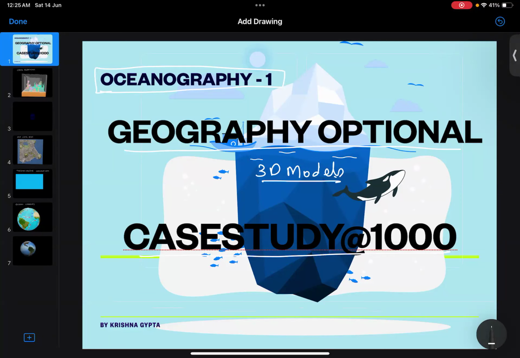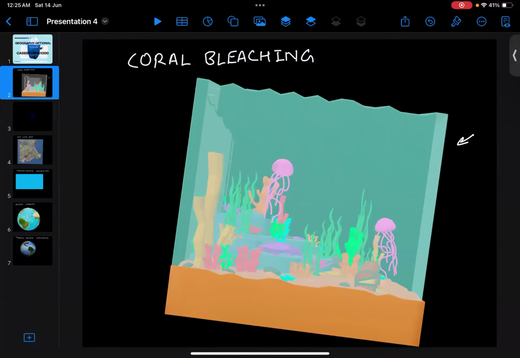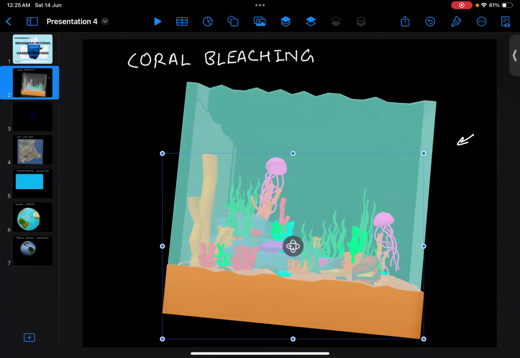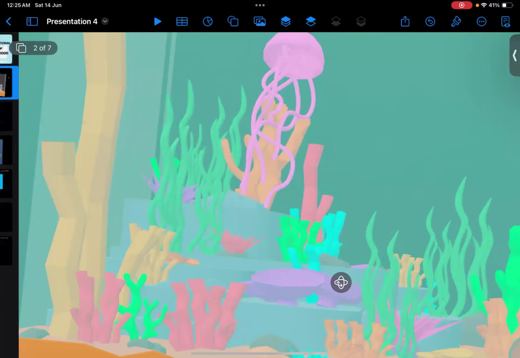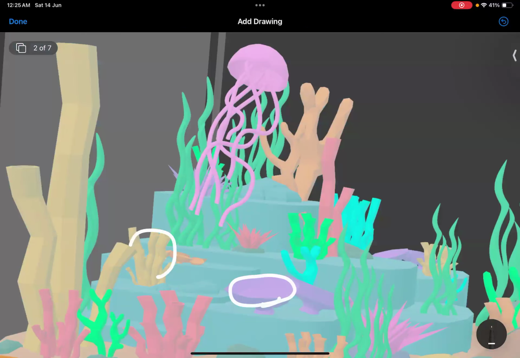Now moving further with our first topic. The first topic here is coral bleaching. Looking at this diagram, these are corals. This is a 3D image, inside the water. Corals are a symbiotic relationship between a polyp and zooxanthellae, which is an algae. This results in the formation of the corals. We can see here these are coral reefs, the various types of coral reefs which are present here.